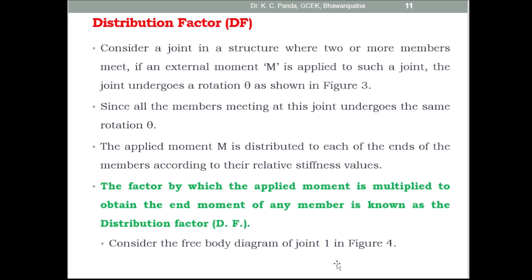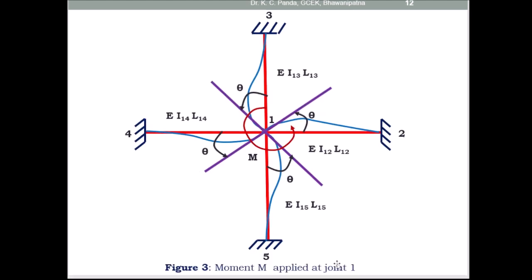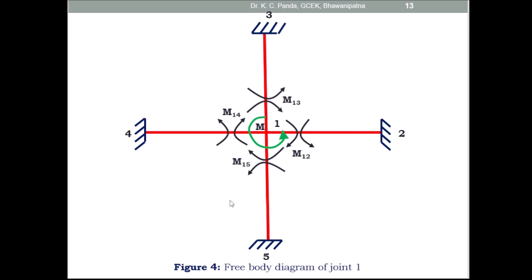Consider the free body diagram of joint 1 in figure 4. So look at this figure. This is the free body diagram of joint 1. So this is joint 1, and here the 4 members meeting are 1 2, 1 3, 1 4 and 1 5. This is the applied moment, and here at the end of member 1 2 this is the moment M12, and this is the moment at the end of member 1 3, M13, and at the end of member 1 4, this is the moment, and at the end of member 1 5, this is the moment M15.